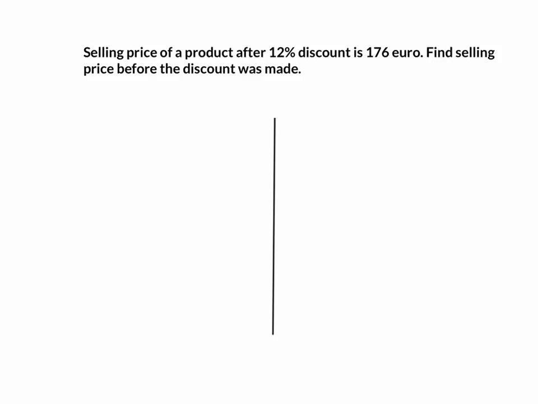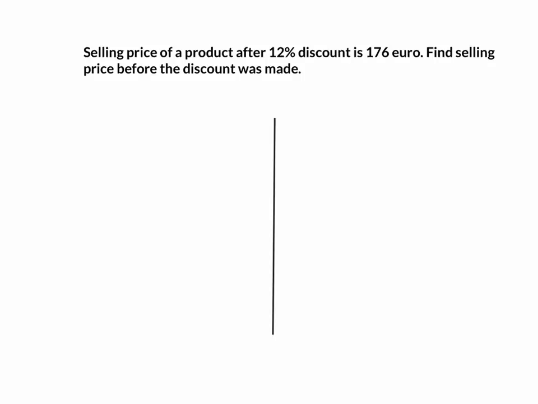So in this question, we're told that the selling price of a product after 12% discount is 176 euros. Find the selling price before the discount was made. So we've a discount, and after the discount, the value of the product is 176 euros. The discount was 12%. So again, many ways of doing this. I'm going to show you 2 ways.